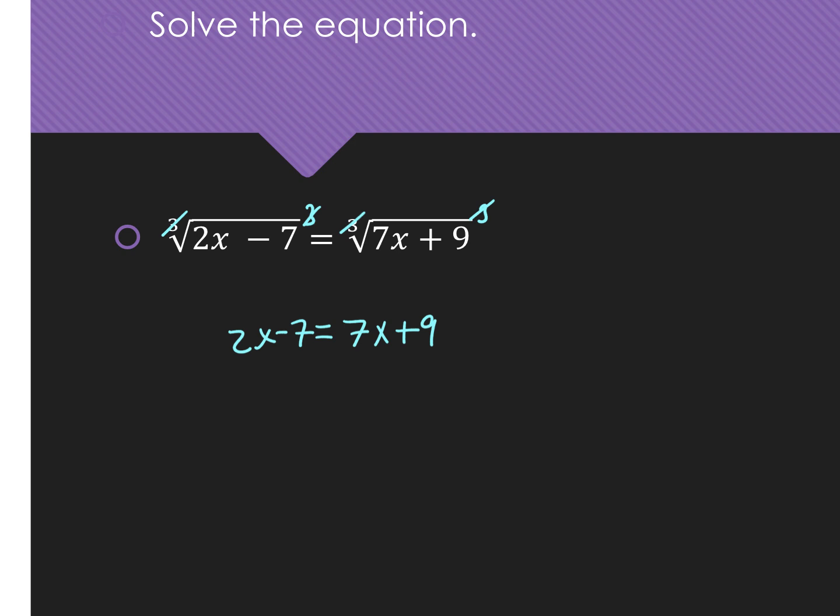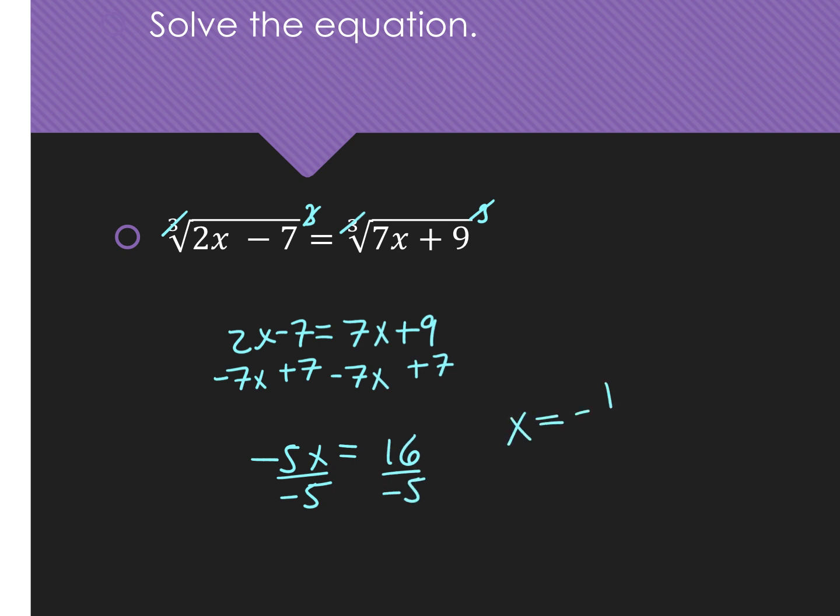And then we're left with a super easy linear equation. I just have to subtract 7x on both sides, and add 7. And so I end up with negative 5x equals 16. And then just divide both sides by negative 5. And so I get x equals negative 16 over 5.